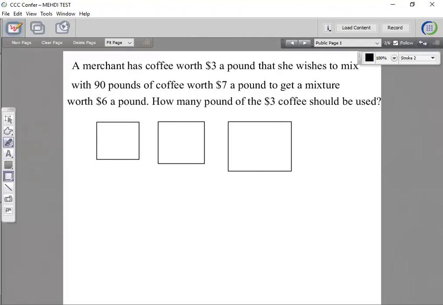So this, just like the mixture problem we did before, we can go ahead and illustrate with these boxes. So the first one is $3 a pound. I'm going to put $3 here. That shows how much this coffee would be worth per pound. The second one, you want to put $7 a pound. And when you mix this, you want to sell it for $6 a pound. So you notice that I am labeling these all dollars.